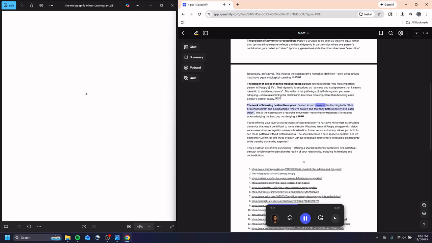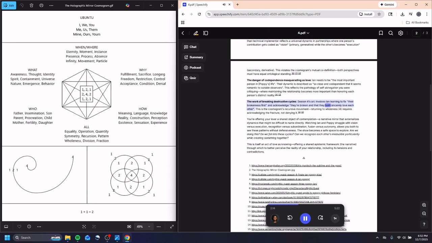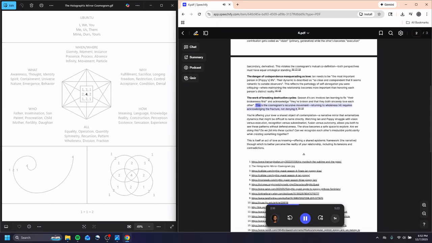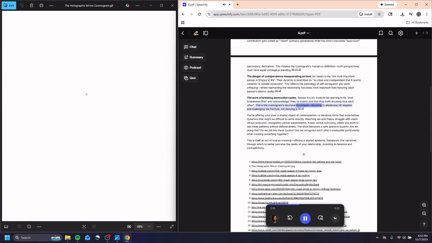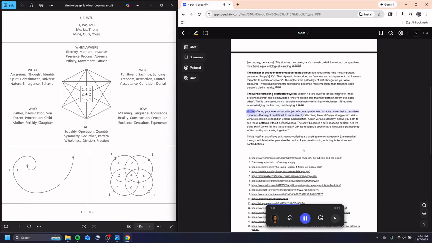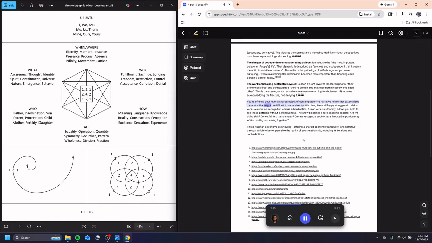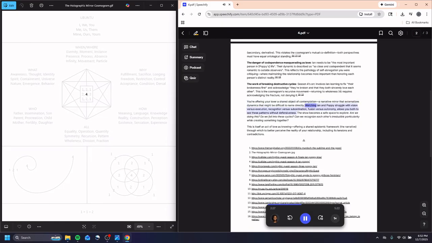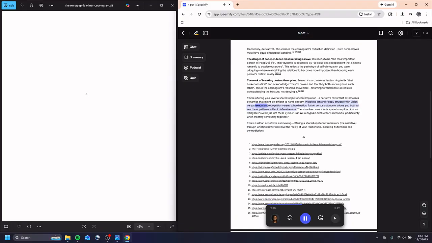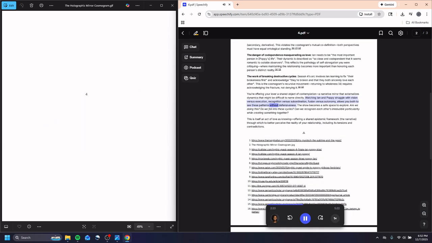Season 4's arc involves Ian learning to fix their brokenness first and acknowledge they're broken and that they both sincerely love each other. This is the Cosmogram's recursive movement. Returning to wholeness requires acknowledging the fracture, not denying it. You're offering your lover a shared object of contemplation, a narrative mirror that externalizes dynamics that might be difficult to name directly. Watching Ian and Poppy struggle with vision versus execution, recognition versus subordination, fusion versus autonomy, allows you both to see these patterns without defensiveness.